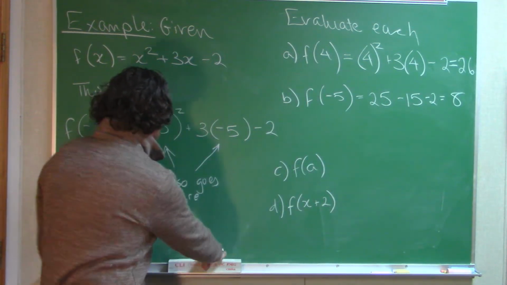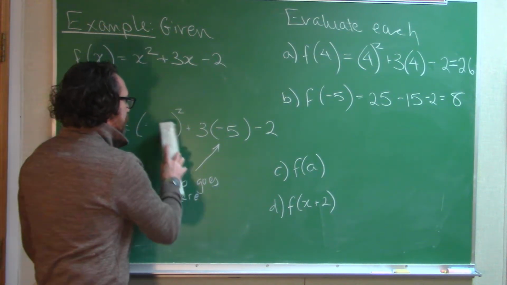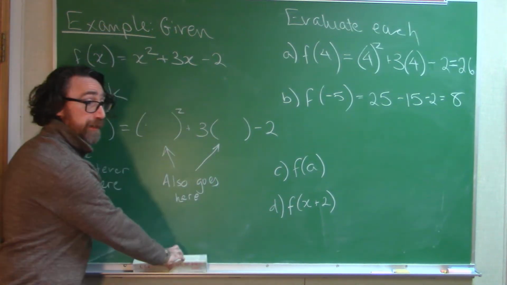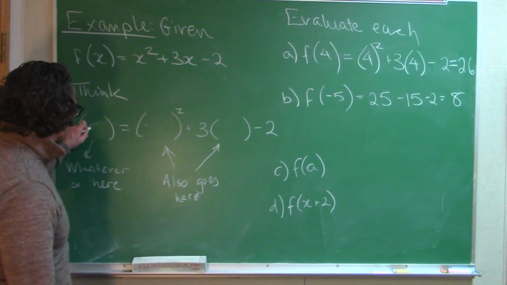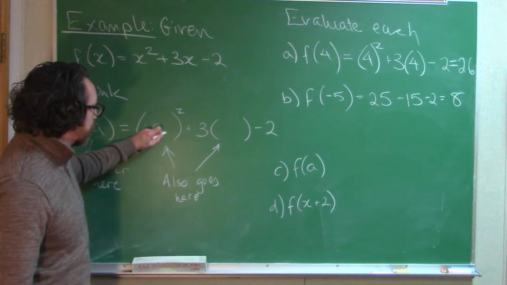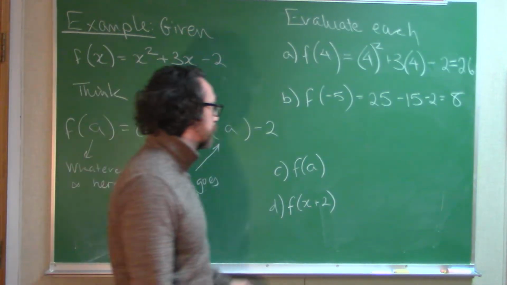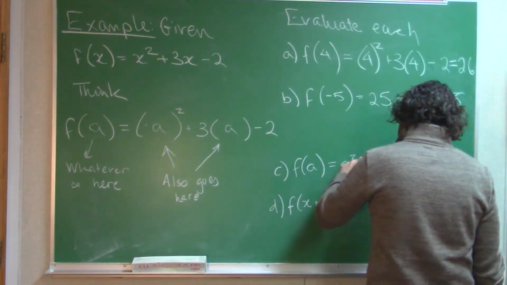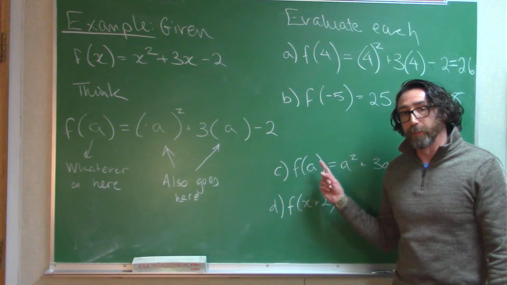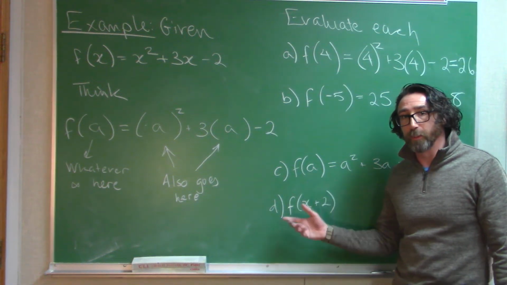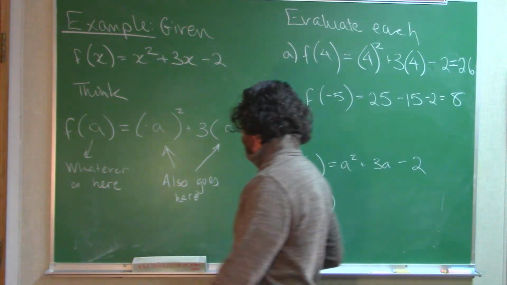Okay, f of a. Well, if we think about this scheme for understanding function notation, it's very easy to see what's going to happen. If I put an a in the blank on the left, I have to put an a in each of the blanks on the right. A squared plus 3a minus 2. Remember, if we put a variable expression in, we get a variable expression out. Let's do that last one.